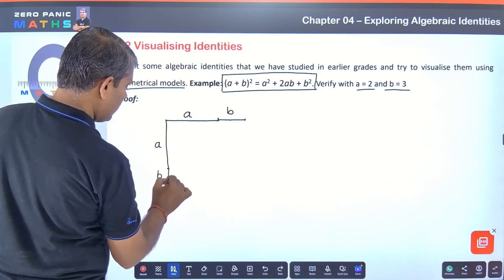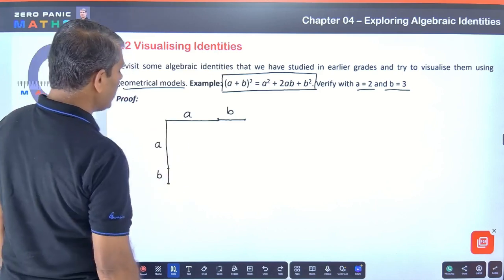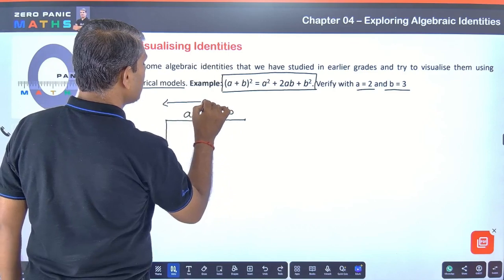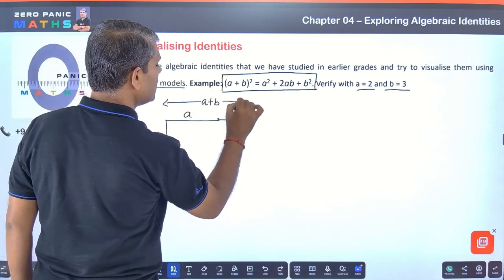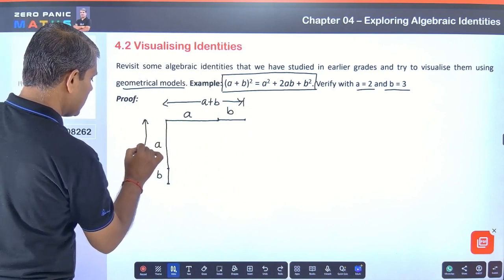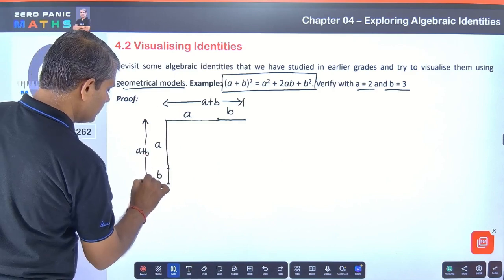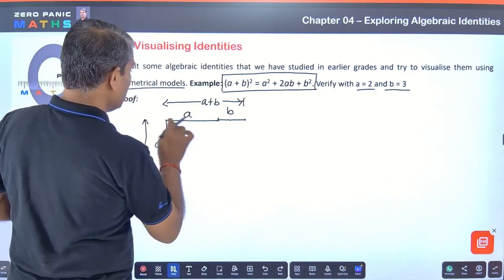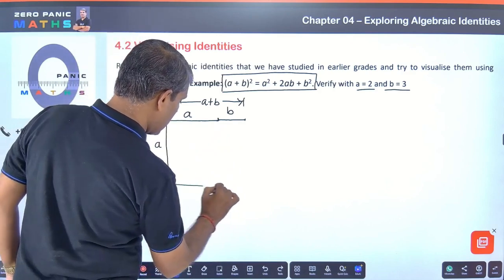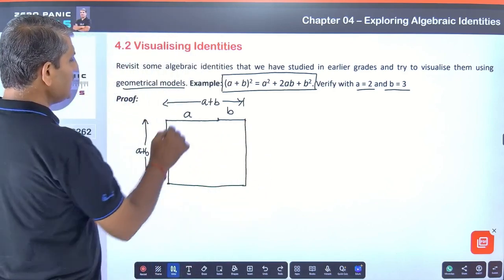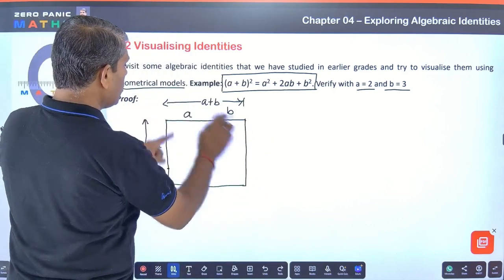So this is a line segment. What is the overall length of this line segment? It is a plus b, and this is also a plus b, correct? Listen to me carefully. Now let me construct this as a square. And what is the area of this whole square?